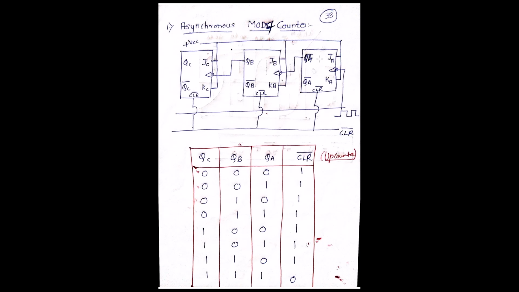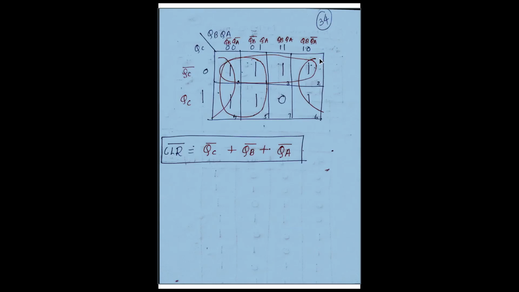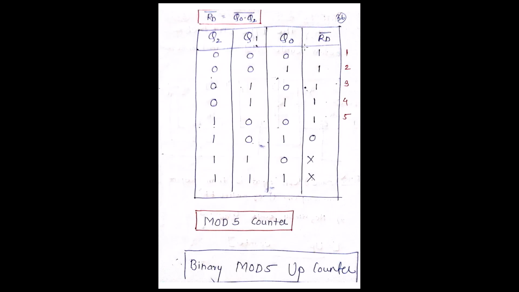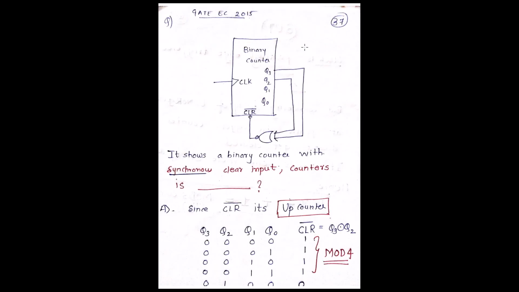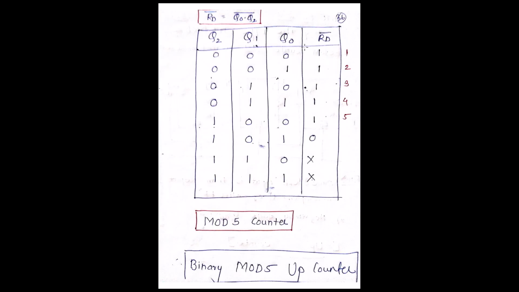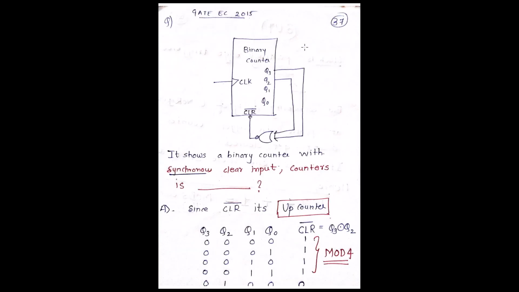So I hope you have got an understanding about the introduction to asynchronous counters, which I taught in the last class. This class we talked about how to design a mod 7 counter. Then we talked about 2 GATE problems, in the first of which we had an asynchronous counter, and the next time a synchronous counter. You should understand the difference between both of them, and how the synchronous clear increments the counter by 1.